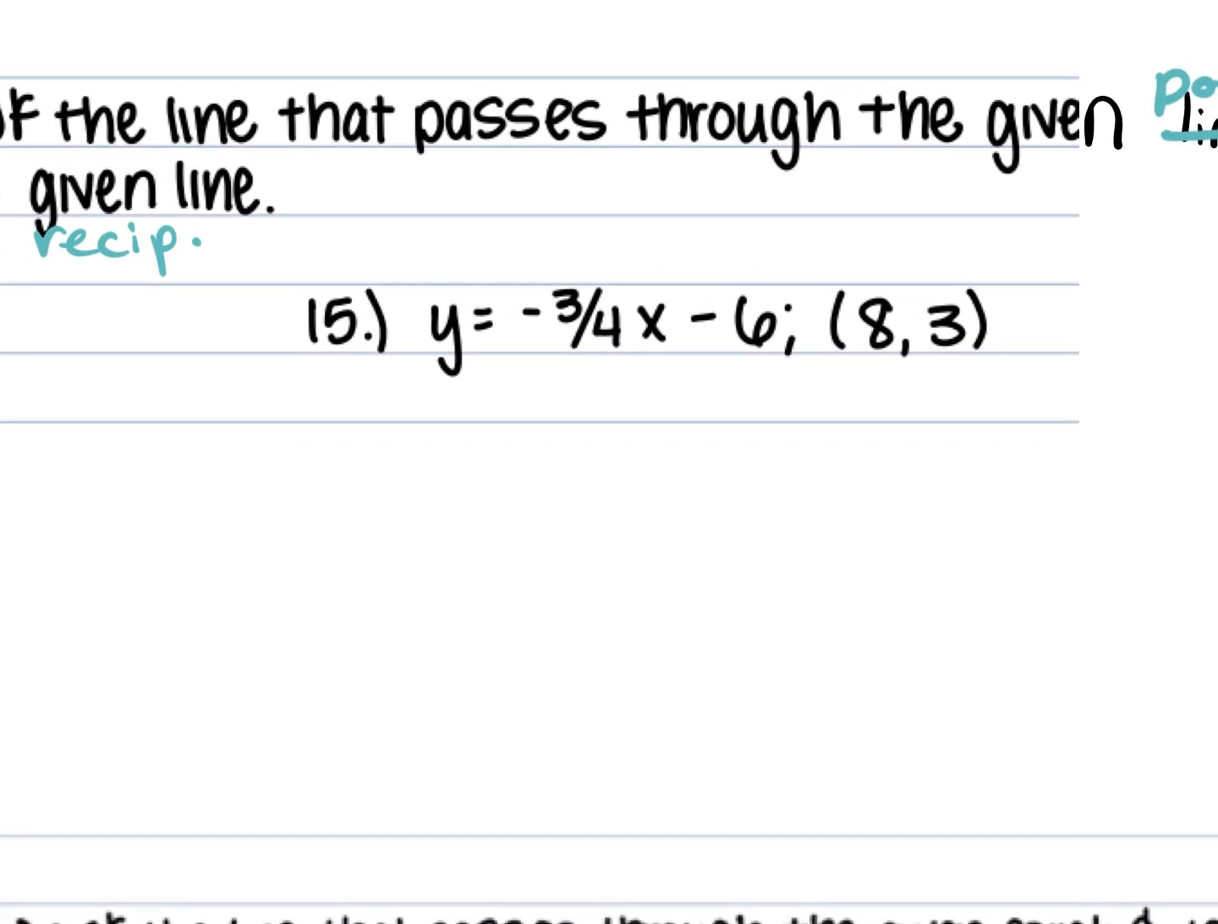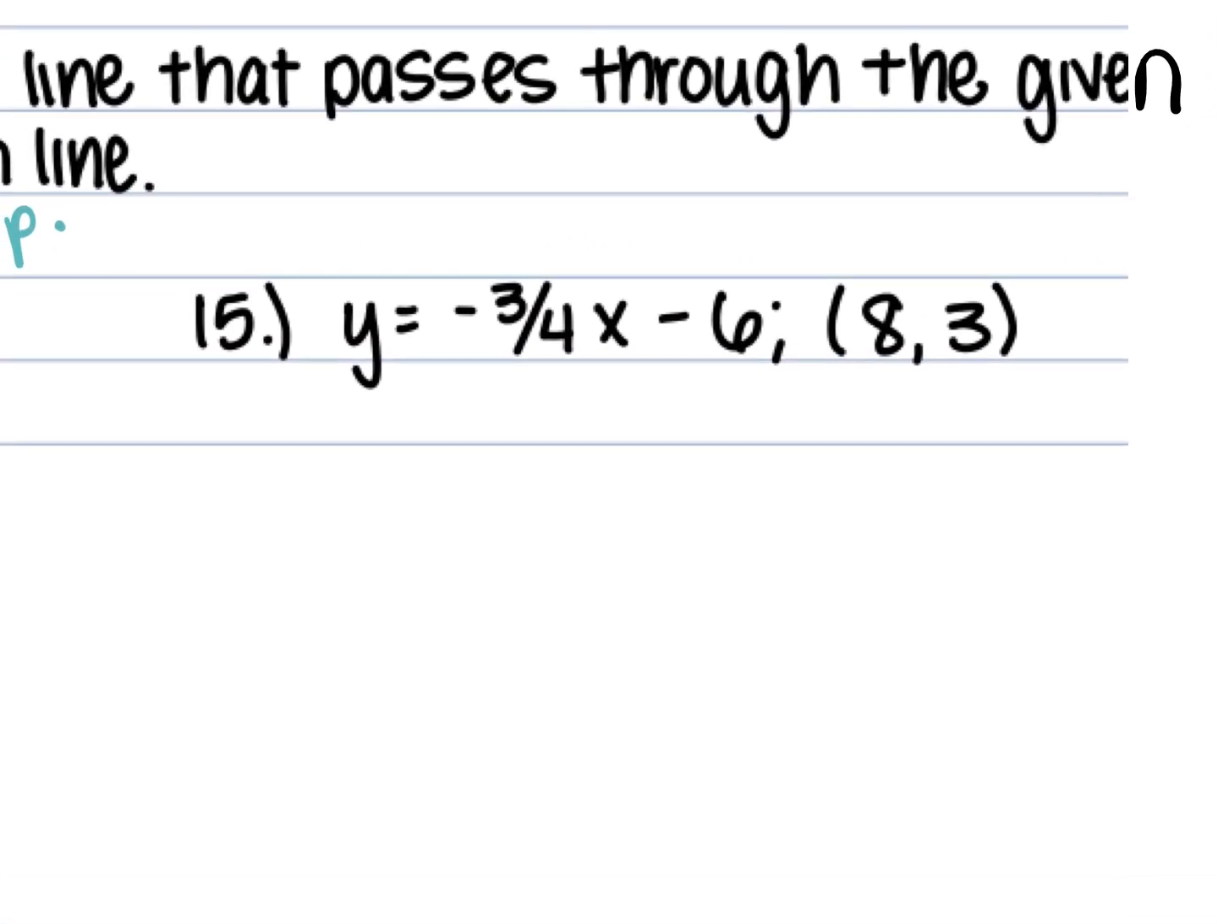So for 15, it's already in slope-intercept form. What's our slope here? Negative 3 over 4. The rest of the equation does not matter. But our line that we're coming up with is perpendicular to this line. So what's our new slope going to be? Positive 4 over 3. Perfect. The opposite reciprocal. Flip the sign and flip the number.